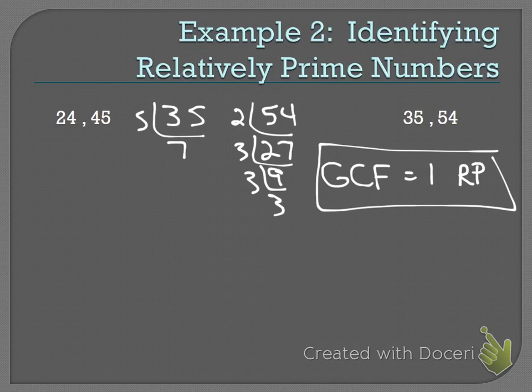You mind if I abbreviate? That's kind of a mouthful, okay? So RP means relatively prime. That would be fine. What now? Are we allowed to do that in our homework? You are absolutely allowed to do that in your homework.